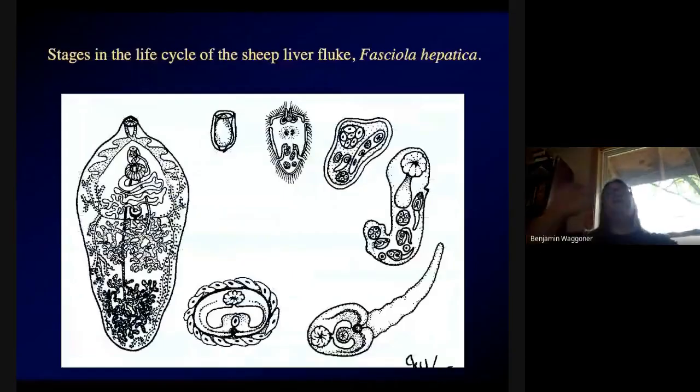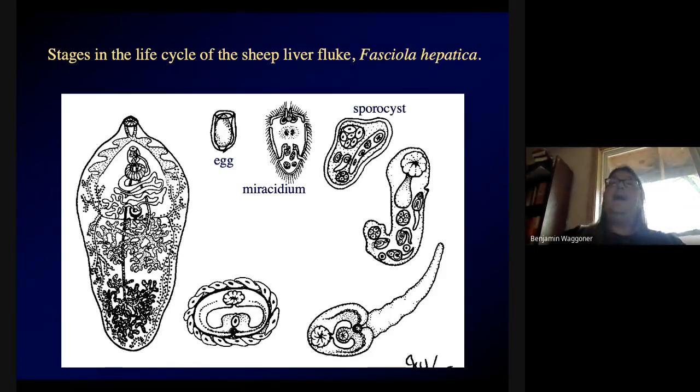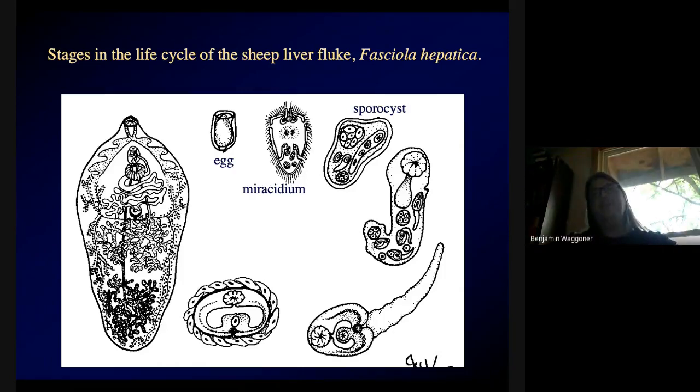So there's a diagram of what this looks like in the case of the sheep liver fluke, Fasciola hepatica. That's an adult on the left. The adults will reproduce sexually and lay eggs. And the eggs hatch into these little ciliated miracidium larvae. And the miracidium penetrates a snail, burrows into its tissues. They've actually got little enzyme glands up there at the front, so they can do that. And the miracidium will transform into a sporocyst, which is basically just a big bag that has no mouth.